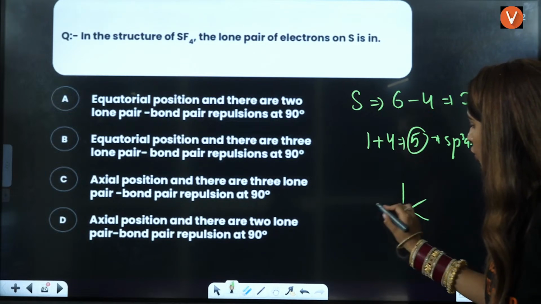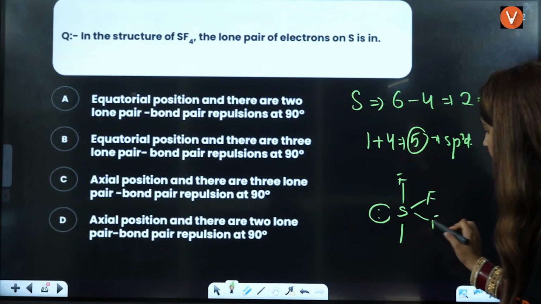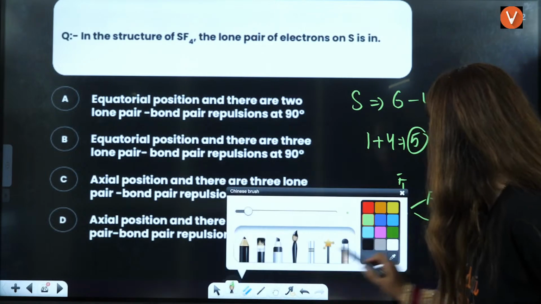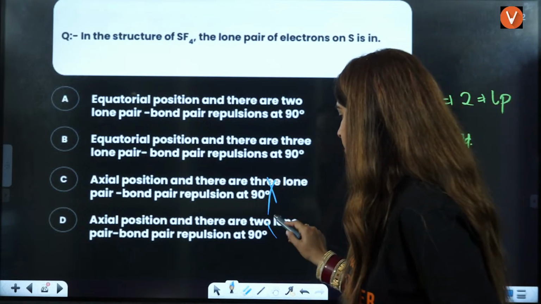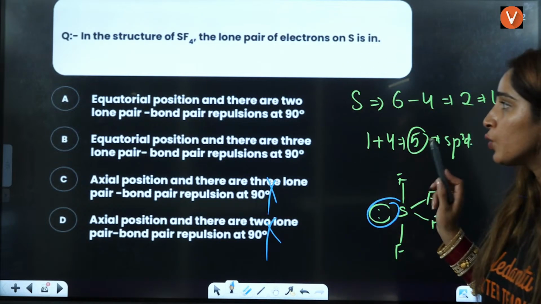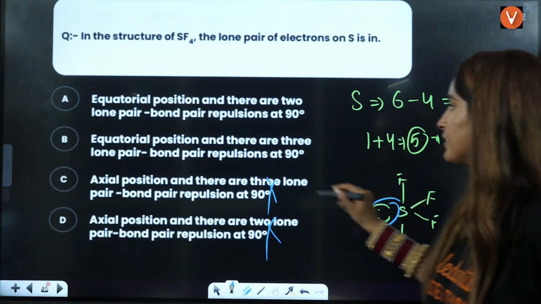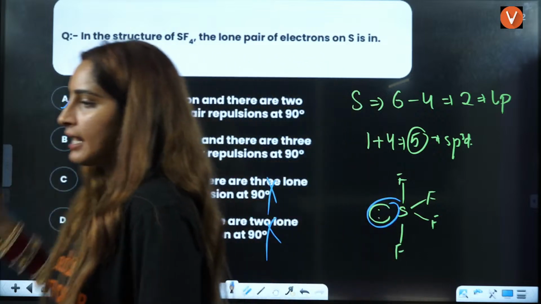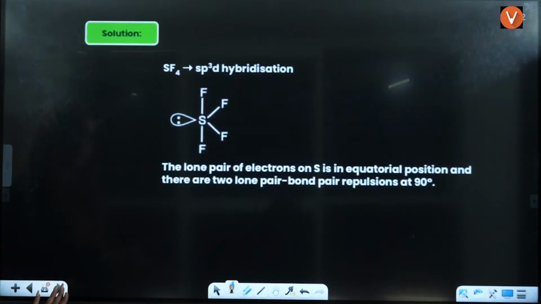So you can see the lone pair will be here. How many lone pair bond pair repulsions will you see? See, the lone pair is on the equatorial position, so this is eliminated, this is eliminated. You can say there are 2 lone pair bond pair repulsions at 90 degrees with each other. So A is the correct answer.